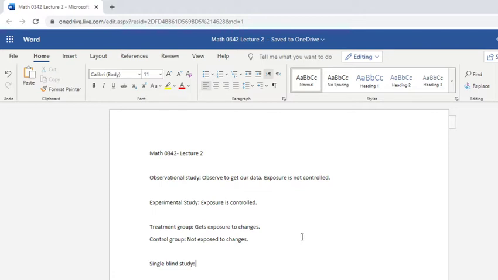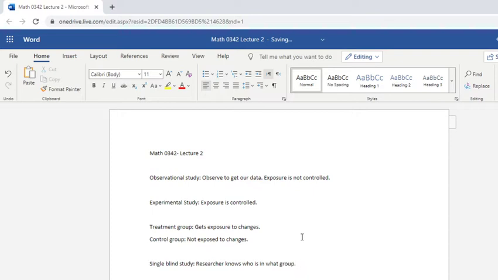So for instance, if we wanted to have people compare the taste of two different sodas, the researcher conducting the test might actually know what's in the two cups, but the person tasting doesn't. So they're blind. That's why we call it a single blind study. So in a single blind study, the important part is that the researcher knows who is in what group.